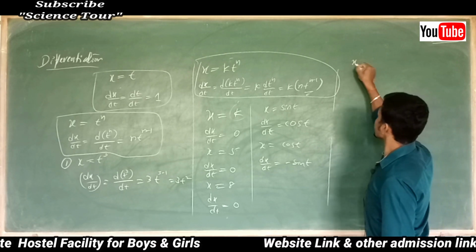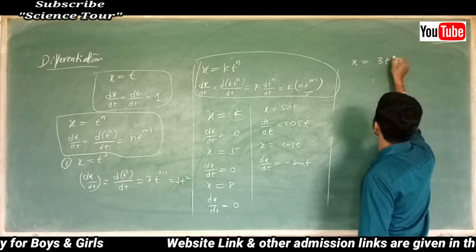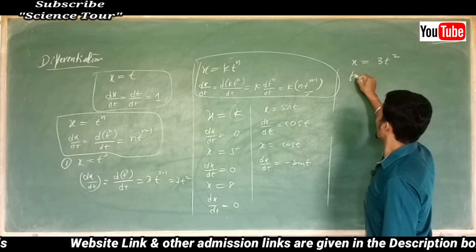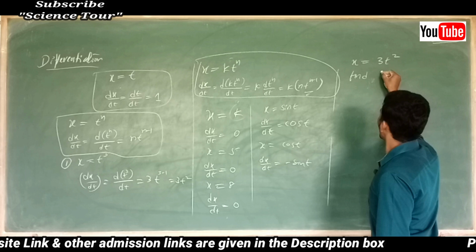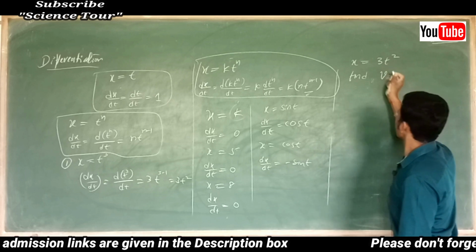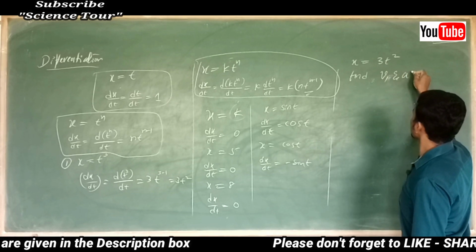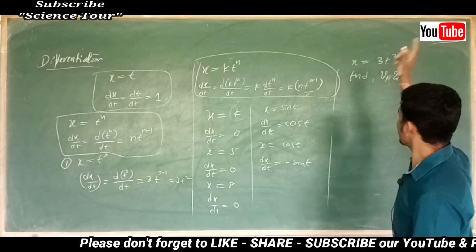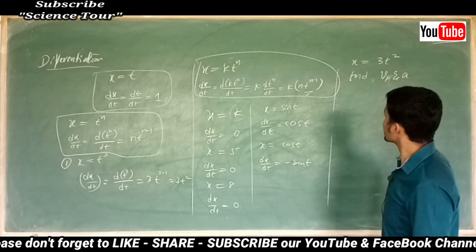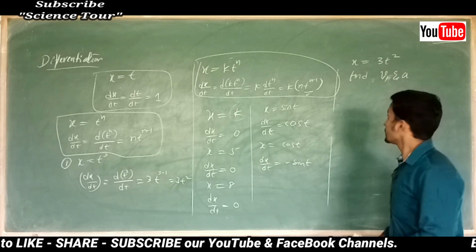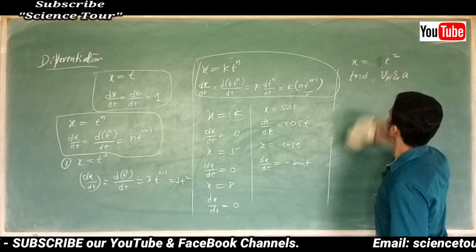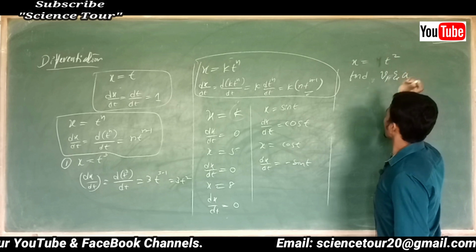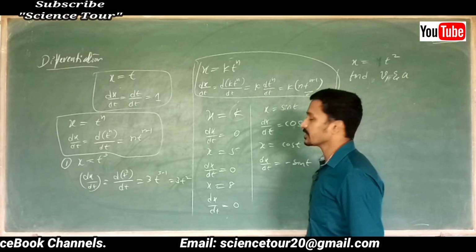If x is equal to 3t square, find velocity and acceleration. Find velocity and acceleration, but displacement is given. Displacement varies with 3t square, or 1t square. I will tell you how 1t square will look.